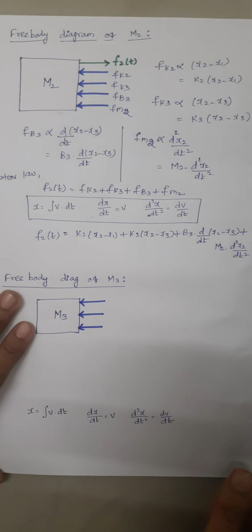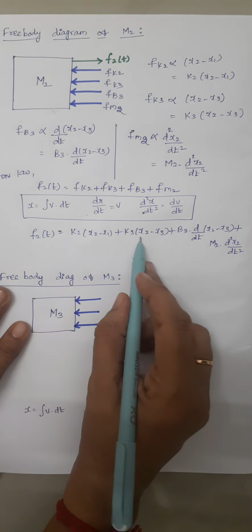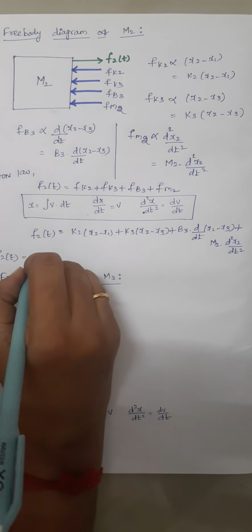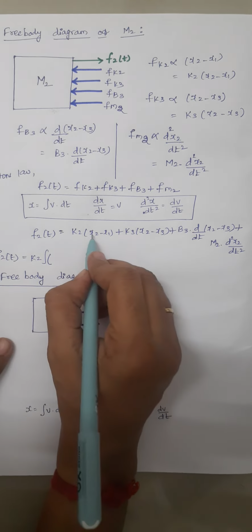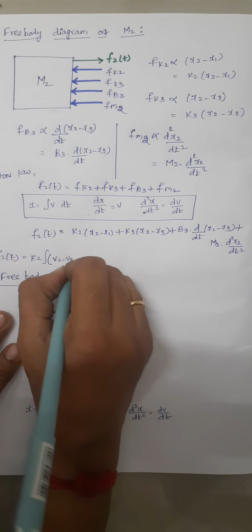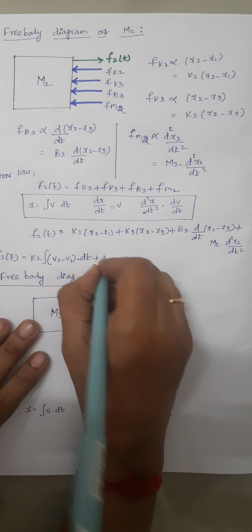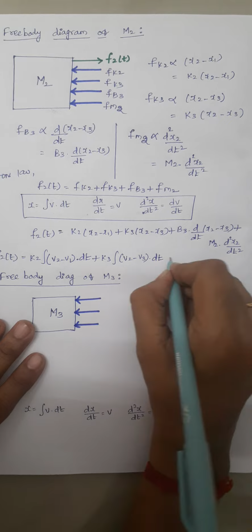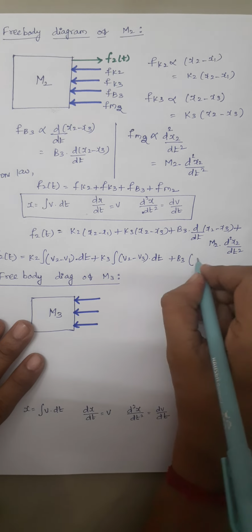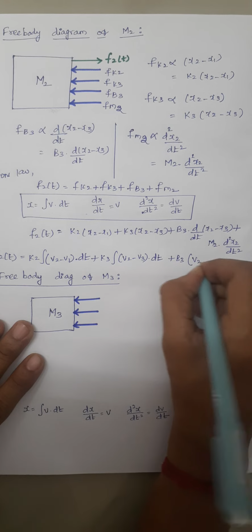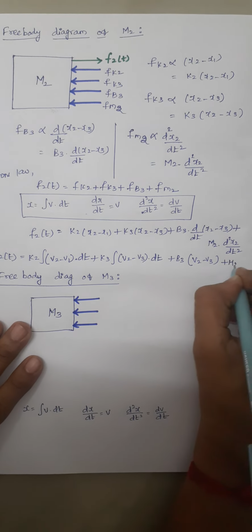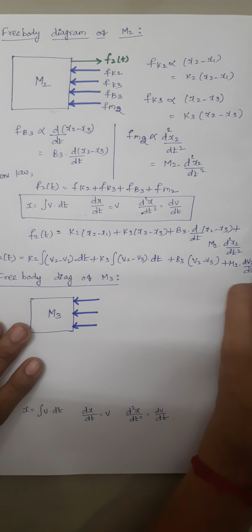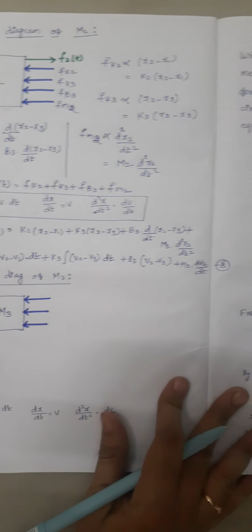Right. Again, I am going to replace this displacement in terms of velocity. So when you replace, your expression will become F2 of T is equal to K2 into integral of x, which is represented as integral of V. So here V2 minus V1 into dt plus again K3 into integral of V2 minus V3 into dt, and here B3 into dx2 by dt is nothing but V2. So V2 minus V3, and finally M2 into d square x2 by dt square is nothing but dv2 by dt. This is your expression number B.